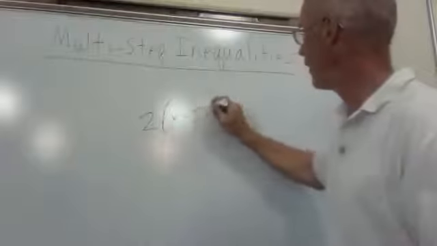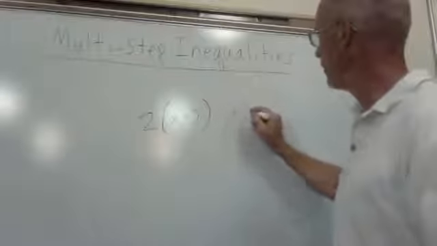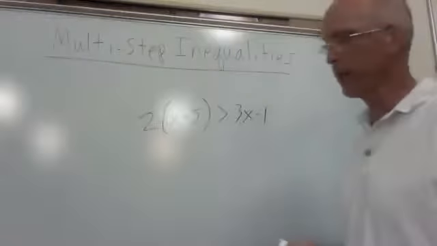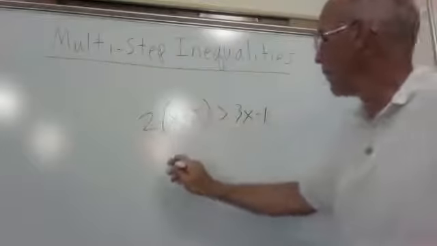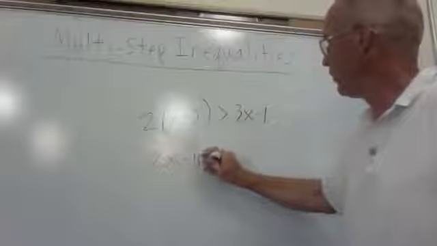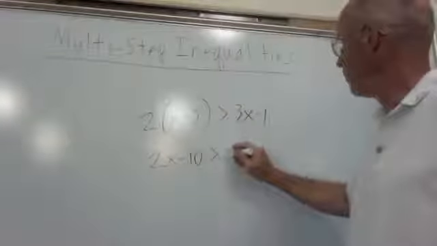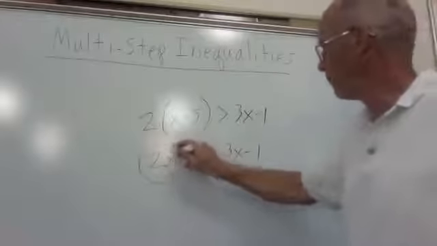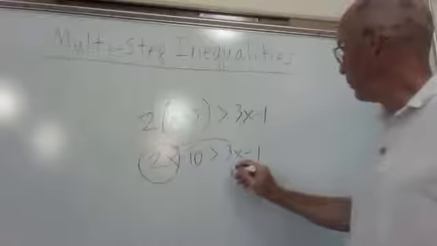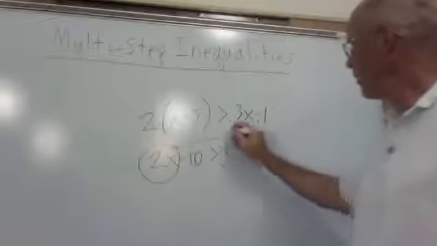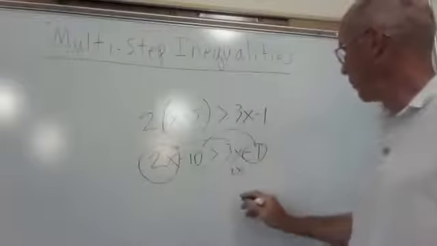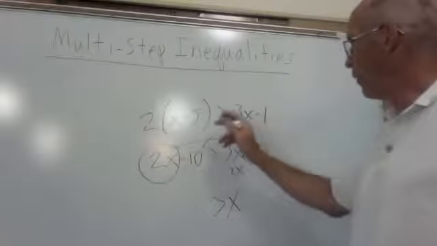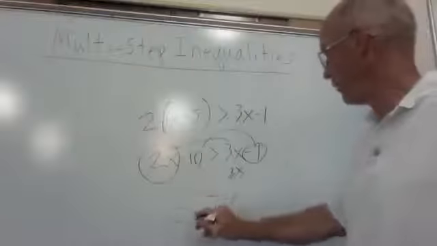2 times (x minus 5) is greater than 3x minus 1, okay? So you start with doing the distributive property, 2x minus 10, keep the sign the same, 3x minus 1. Get the x's on one side, minus 2x, move the numbers to the other. Okay, I know that looks a little messy, so this is going to be x, and then we add the 1 to the -10, so we get -9.